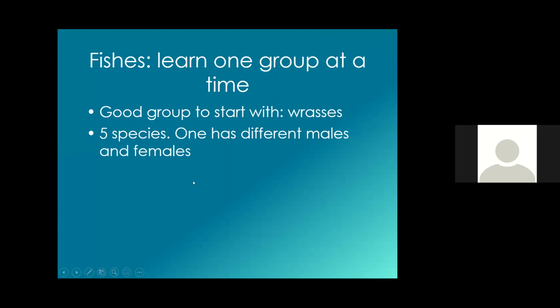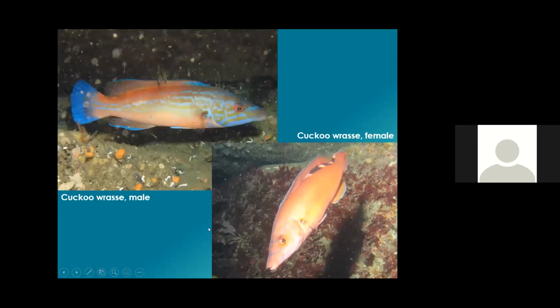I suggest that you tackle the fishes group by group, and I always think that the easiest group to start with are the wrasses. There are 5 species, and one has different males and females, and all of us divers will know some of them at least. So the cuckoo wrasse, the male is very obvious. Many people don't seem to realize that the females are these more drab-colored, pinkish brown color, and she has these black and white marks along the top.